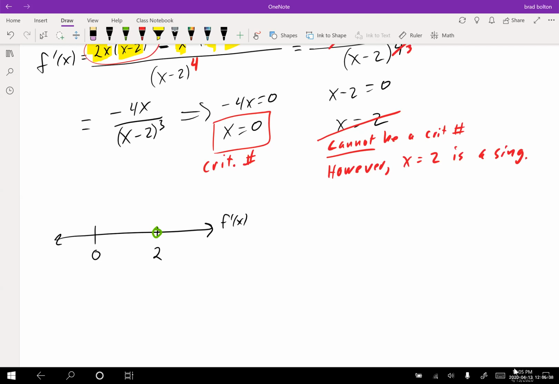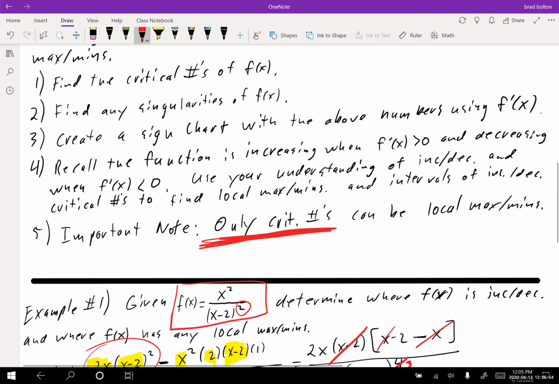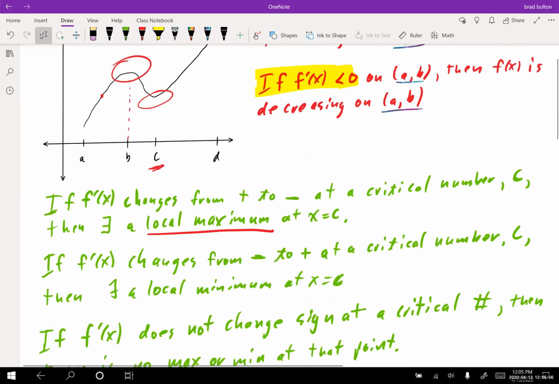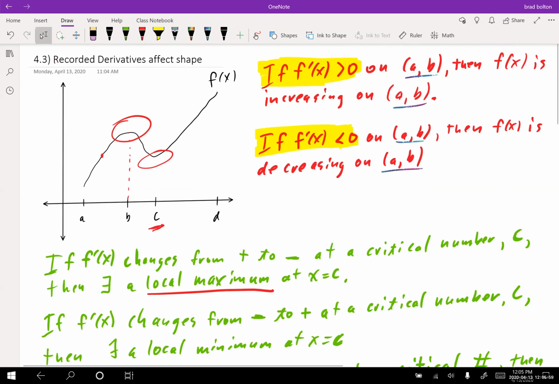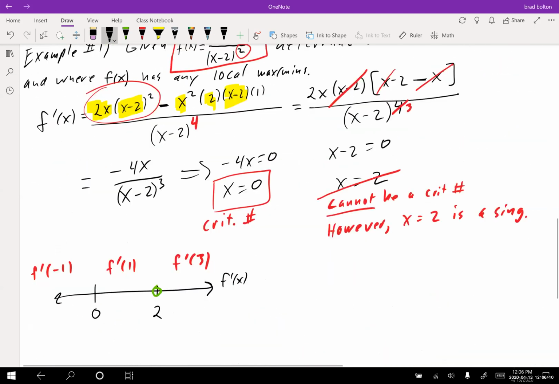I'm going to write it in red. So I'm going to do f prime of what? Well, let's do f prime of -1. Let's do f prime of 1. And let's do f prime of 3. So we're going to plug these 3 numbers in because now let's scroll up. We care about when f prime of x is greater than 0, and when f prime of x is less than 0. So we're going to come back here.